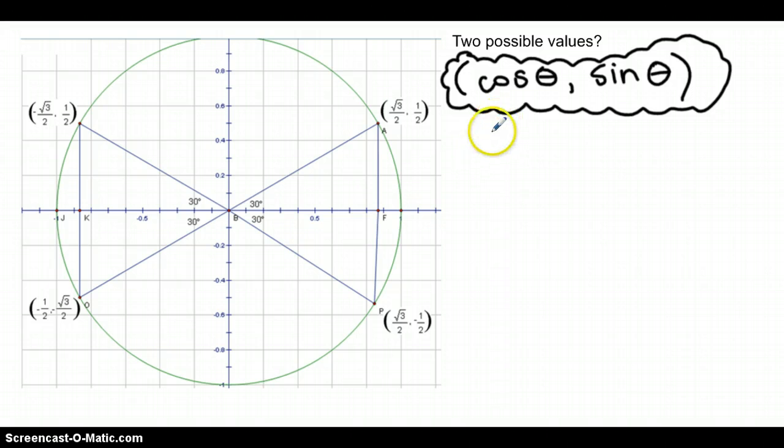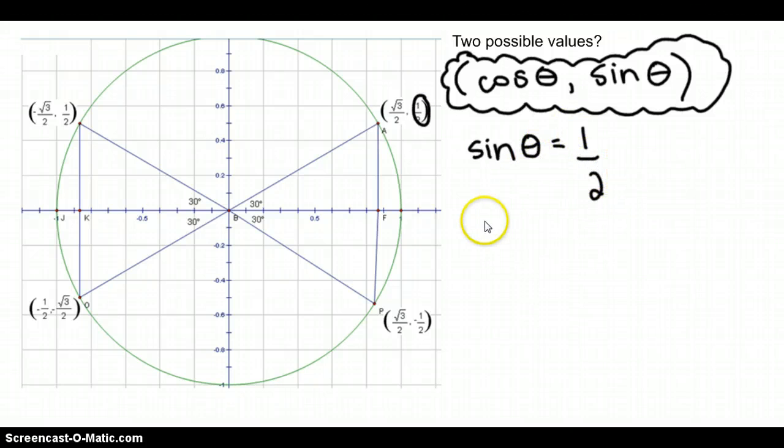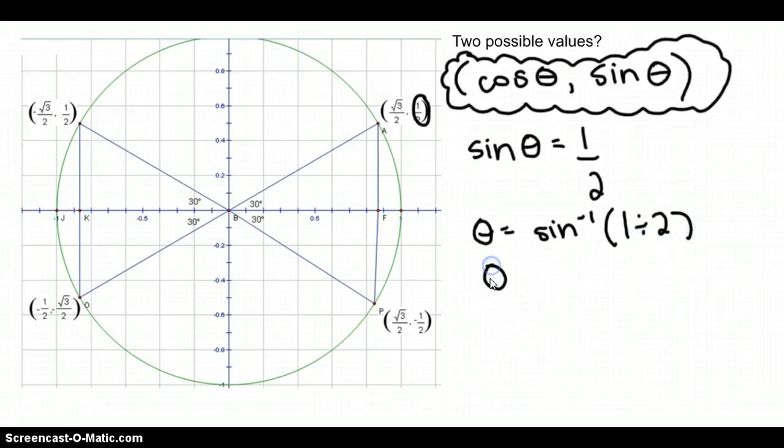So for example, if we use sine of theta equals, we know that sine theta is right over here, so equals 1 over 2. If I give you this as a problem, which you will have in your assignment, then you're going to have to figure out what this angle is. So we're going to go angle theta equals sin^-1, the inverse of sine of 1 divided by 2. Now we should know that answer since it's right in front of us.